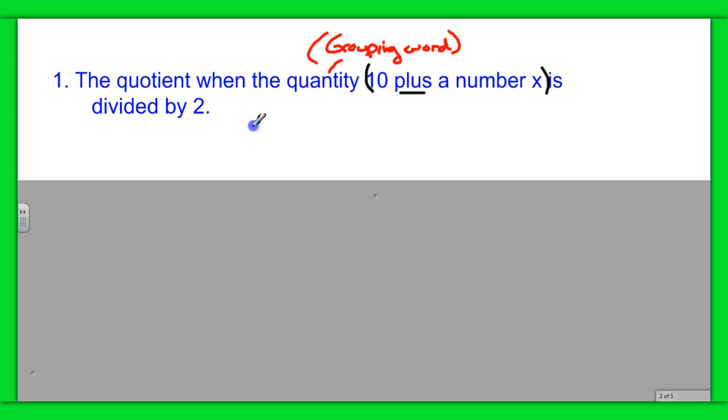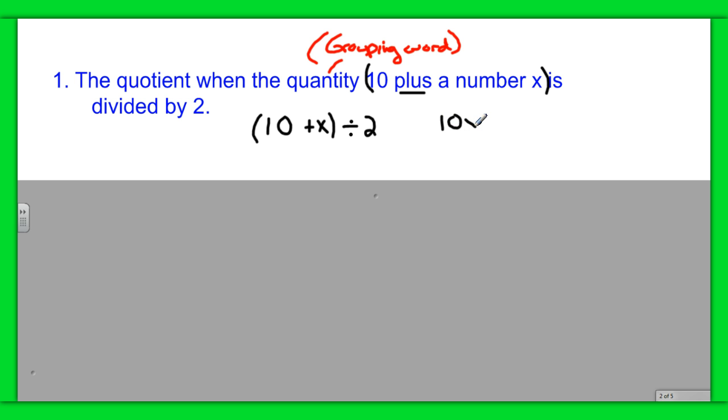So we could literally take and write 10 plus x, right? And then we could use our division symbol is being divided by 2. We're going to find this year that in algebra, we're not going to see this division symbol as often. Instead, we'll just have the fraction bar, which represents division.